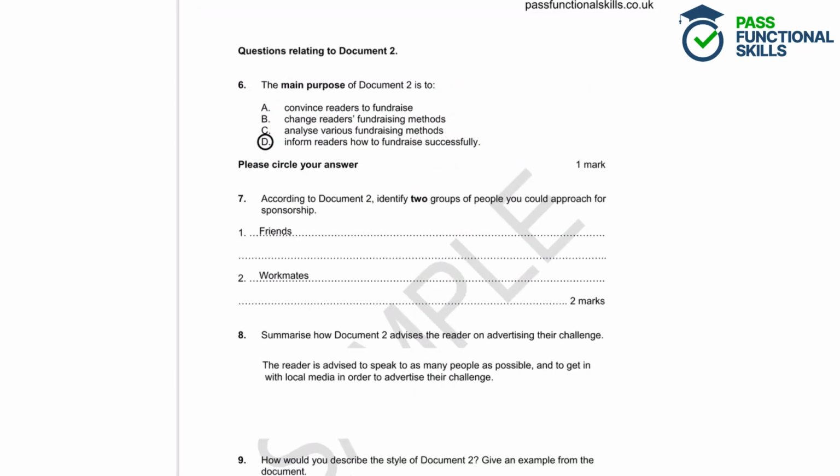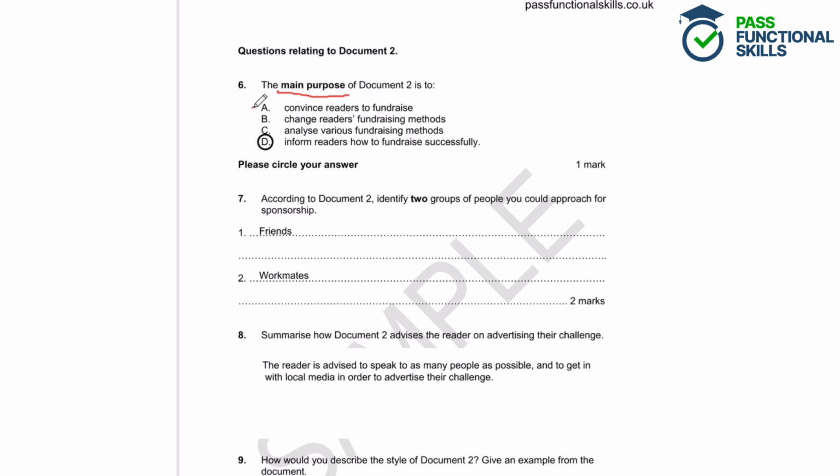Question 6. The main purpose of document 2 is to A. Convince readers to fundraise, B. Change readers' fundraising methods, C. Analyse various fundraising methods, or D. Inform readers how to fundraise successfully. So we need to identify the main purpose, so why the author has written the text. What aims are they trying to achieve?